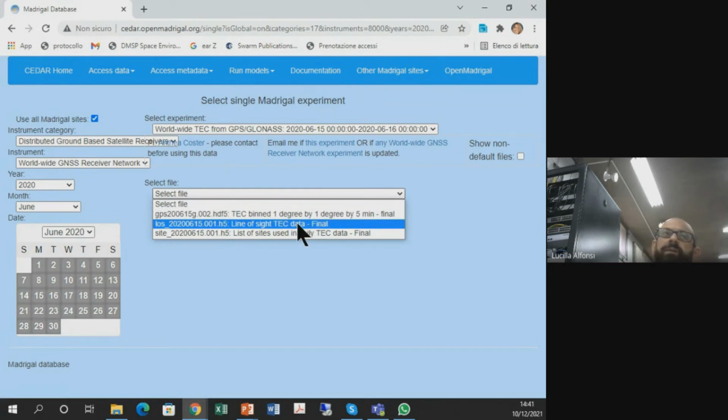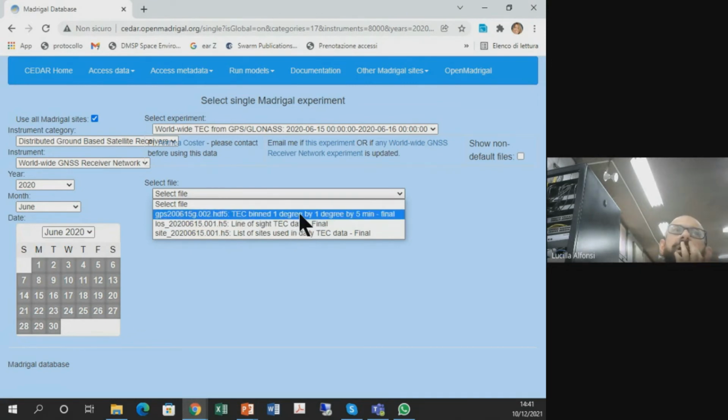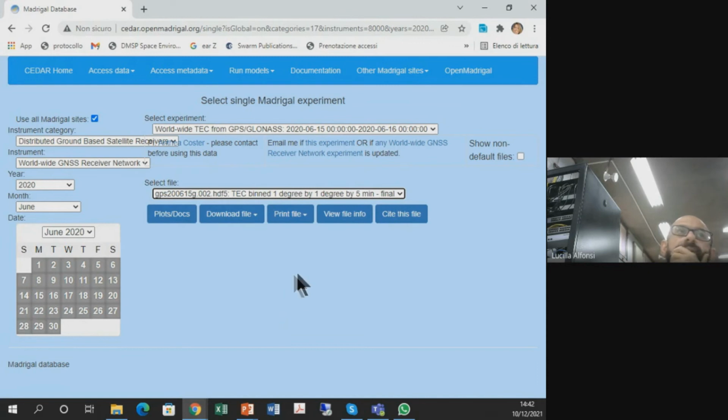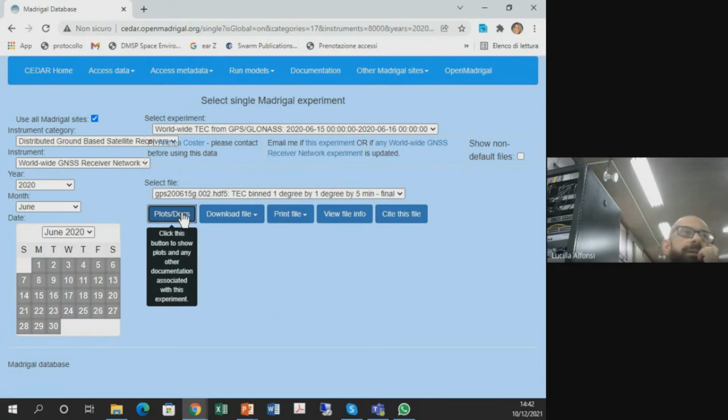If you remember what I said yesterday, we have this TEC calculated on the direction between the receiver and the satellite. But what I want to show you is the TEC map, 1 degree times 1 degree all over the world. So we can select here this TEC map. And then download the files, view the information about the files, or plot the data.